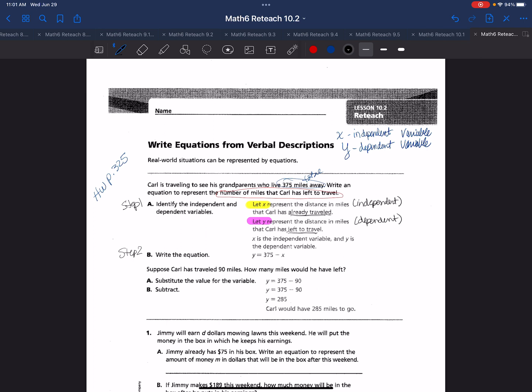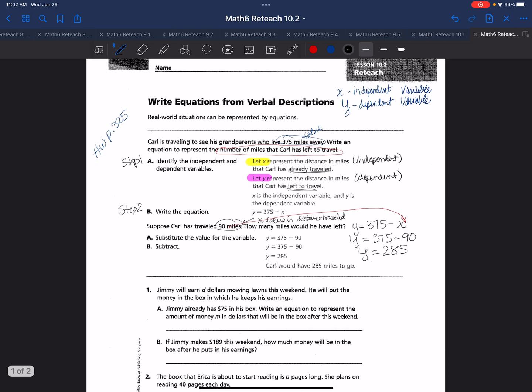Suppose Carl has traveled 90 miles. How many miles would he have left? What we do is we would take our equation, and this 90 miles, that is going to be the X value in distance traveled. So I know that I can take this X value in distance traveled and plug it into my X. So I would just, again, rewrite the equation. And that's where they're getting Carl would have 285 miles to go.